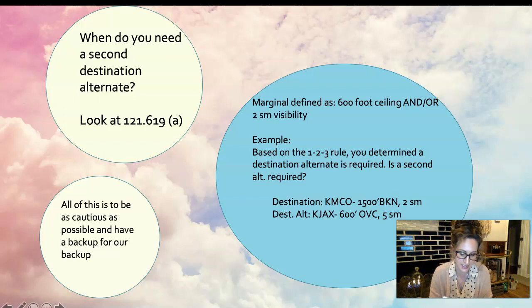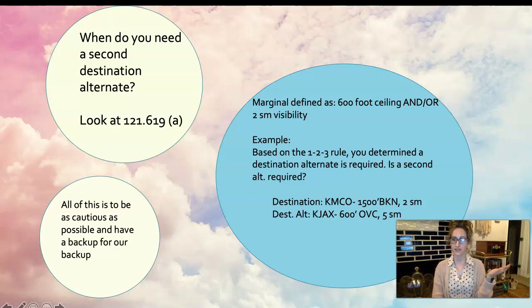121.619(a), second sentence. Get your highlighter out. It says, when the weather conditions forecast for the destination and, I want you to highlight the word "and," the first alternate are marginal. Highlight the word "marginal." At least one additional alternate must be designated. Okay, so it said the weather had to be marginal at 2 places. Your destination and your destination alternate. It did not say "or." It said what? "And."